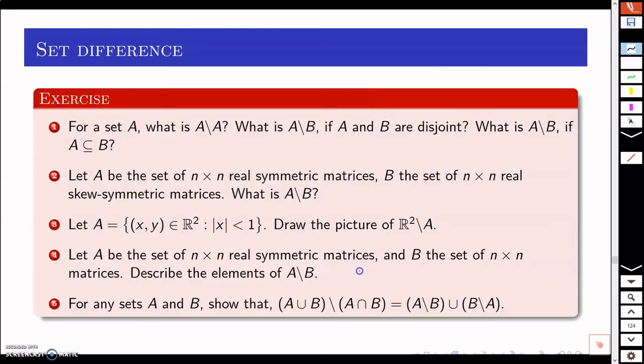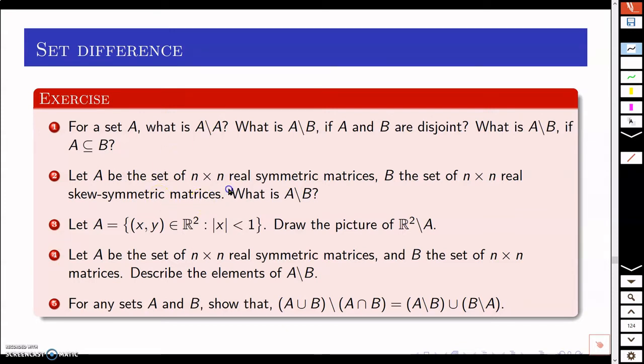these are a few exercises for you all. I want you all to go through all these exercises, okay, and let me know in the comments whether you all were able to do all these exercises or not. Okay, so let's quickly go through it. For the set A, what is A difference A? What is A difference B if A and B are disjoint? Okay, different possibilities are given. And the third says, what is A difference B if A is a subset of B? Okay, so try to answer these questions, simple ones.